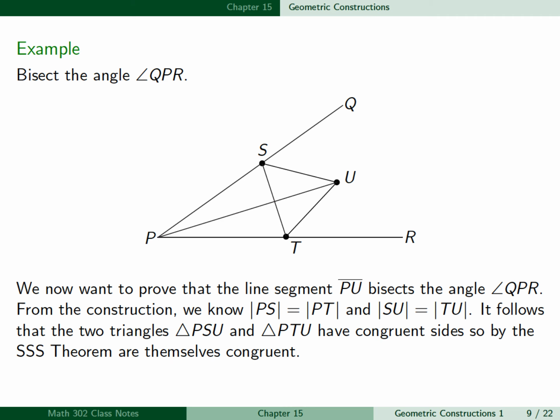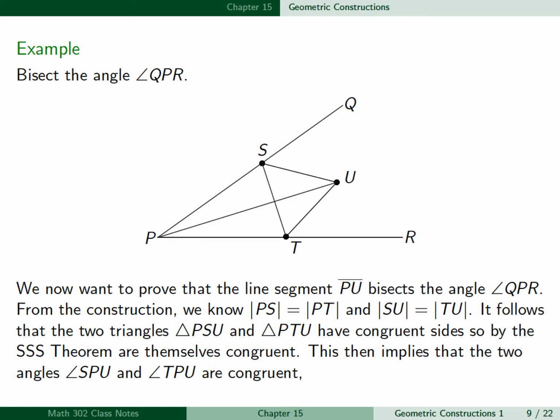It follows that the two triangles PSU and PTU have congruent sides, so by the SSS theorem are themselves congruent. This then implies that the two angles, angle SPU and angle TPU, are congruent, and thus PU bisects the angle QPR.